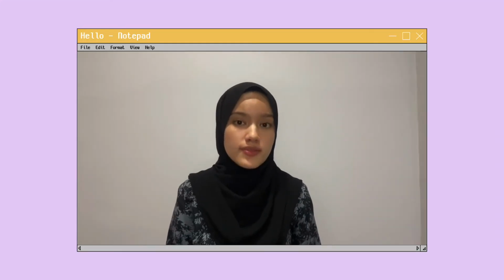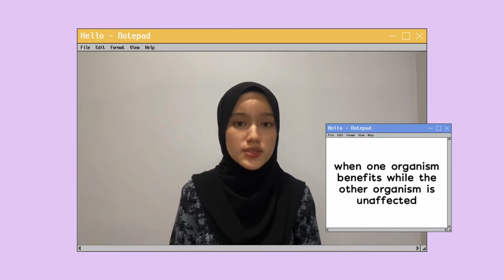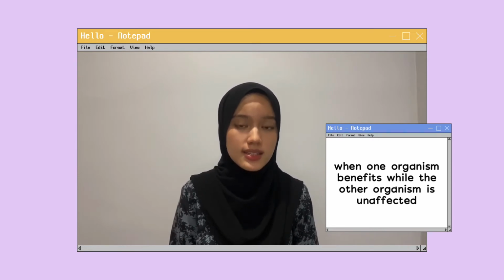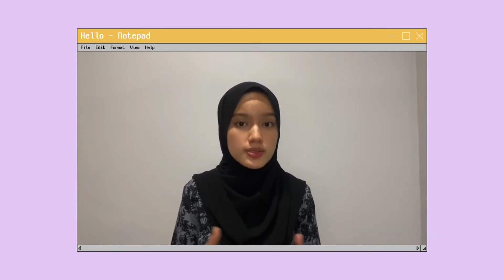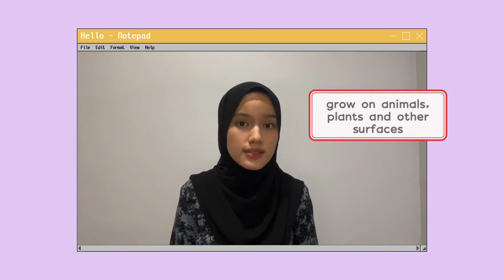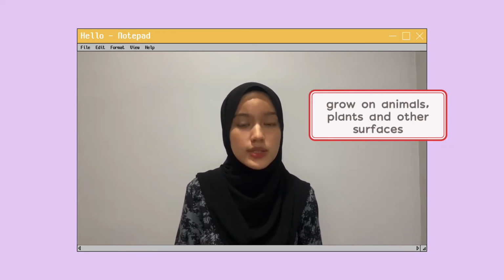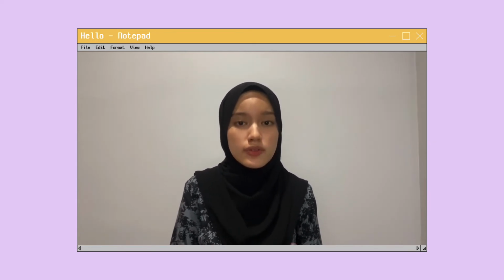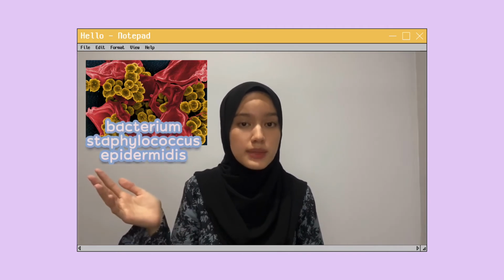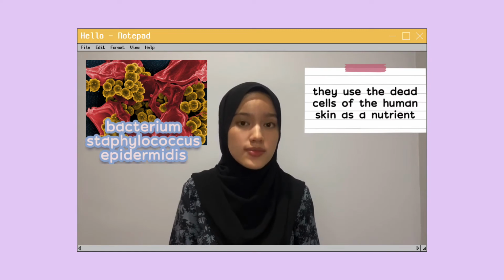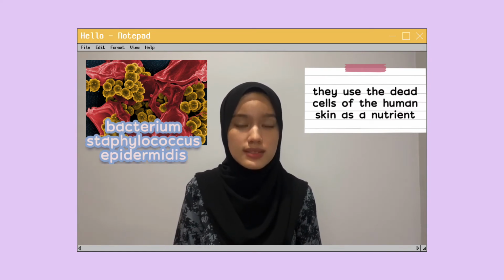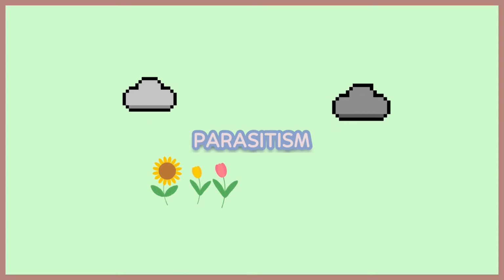Another type of symbiosis, called commensalism, is when one organism benefits while the other organism is unaffected. Commensal bacteria are found almost everywhere. They grow on animals and plants, exactly as they will grow on any other surface. For example, this occurs when the bacterium Staphylococcus epidermidis uses the dead cells of the human skin as a nutrient.